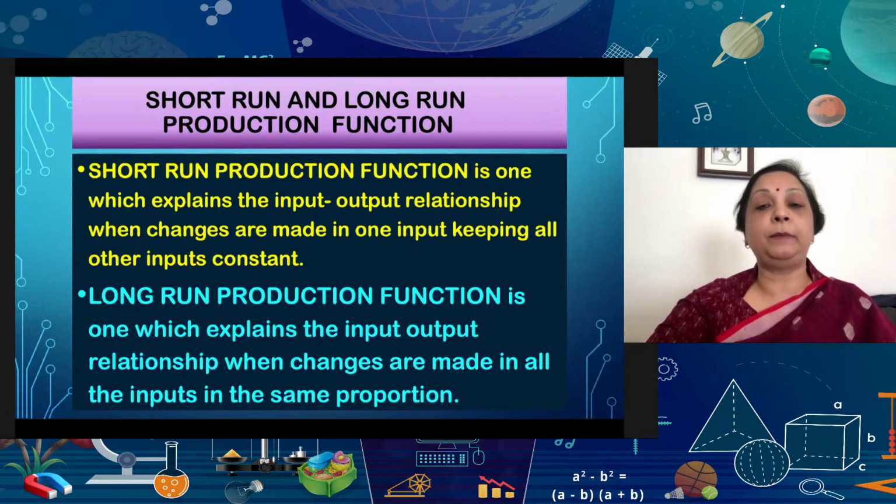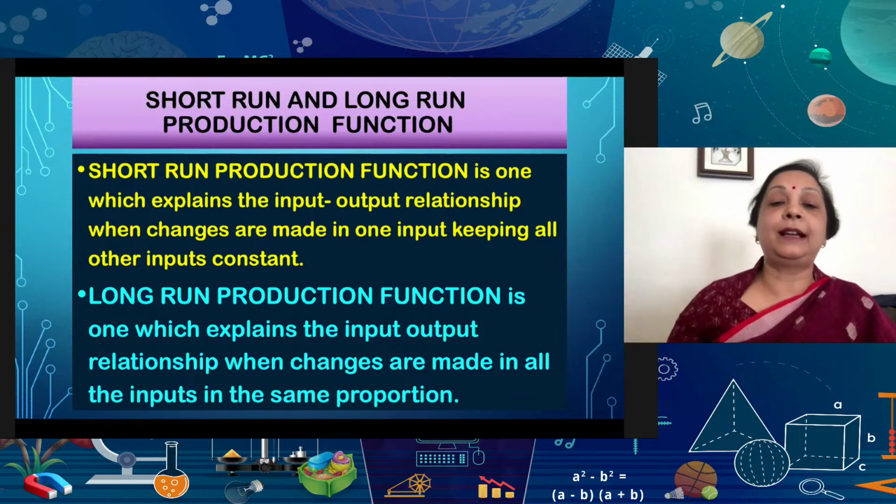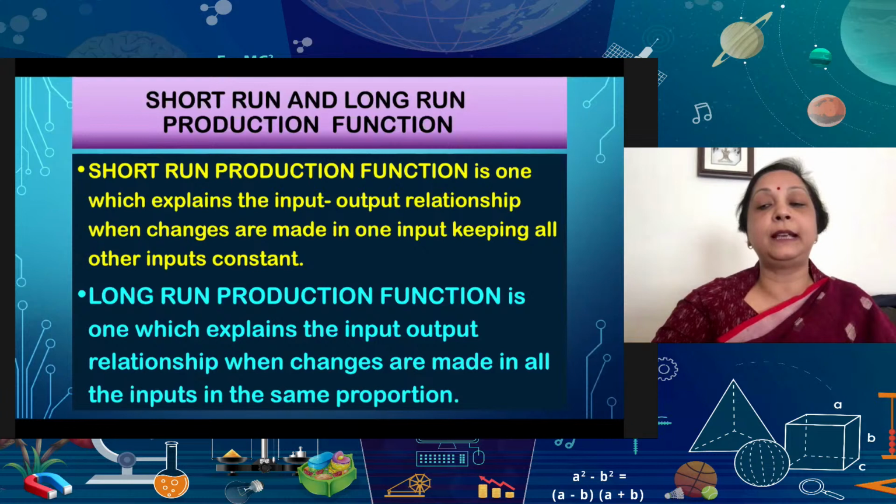So for example, if you keep land and capital constant and just change labor, how much will the output be affected? That is what we study in short-run production function. But in the long run, all the factors of production can be changed. Long run is a time period in which all the factors of production can be changed. So in the long run production function, we explain the relationship between input and output when changes are made in all the inputs in the same proportion.